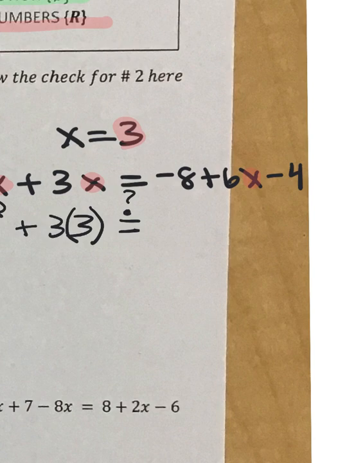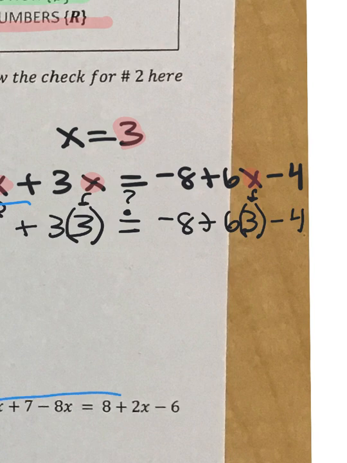and I like to put a question mark, and then negative 8 plus, I just can't write 63 because remember that means 6 times x, so I have to say 6 times 3 minus 4. So notice I just recopied the problem, and wherever I saw an x, I substituted 3. Now we're going to take each side and do order of operations on each side.